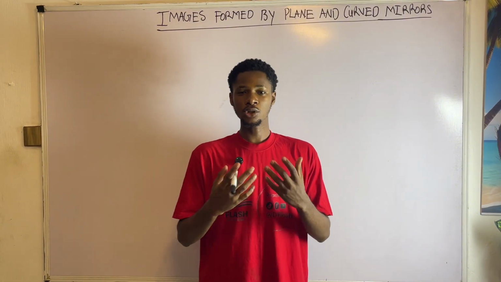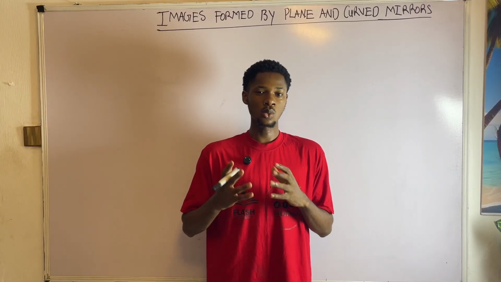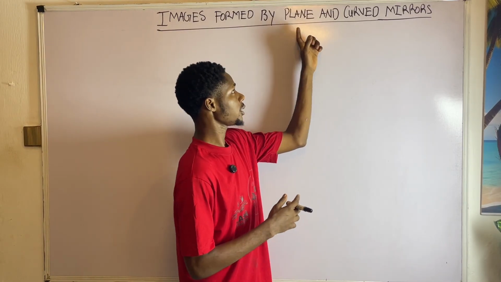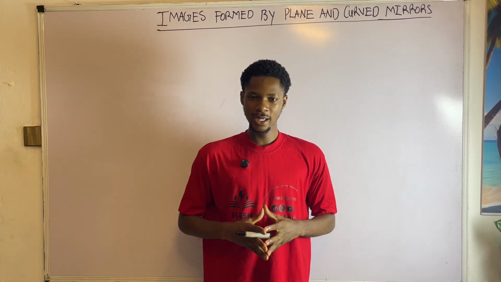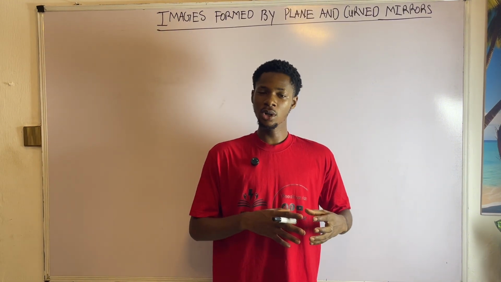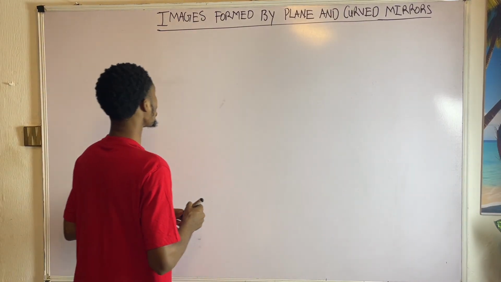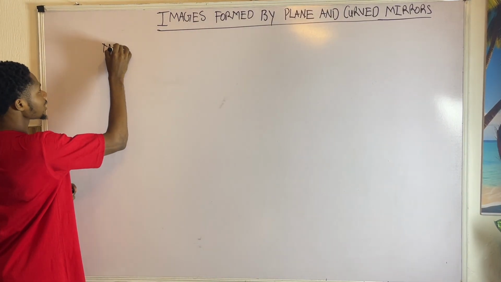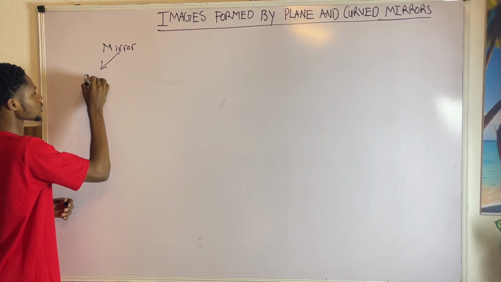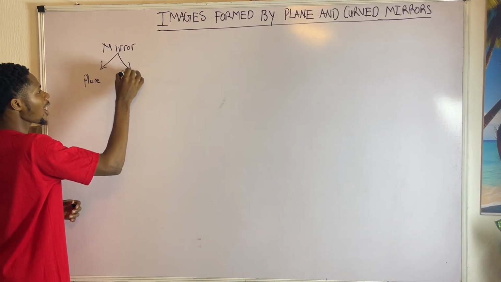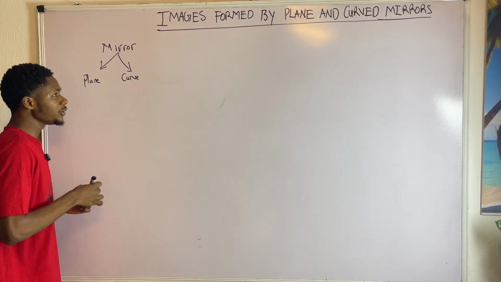Now in this case, we're talking about the properties of this particular instrument, a mirror, which could either be plane, as you are seeing here, or curved. Generally, there are two kinds of mirrors. We have the plane mirrors and we have the curved mirrors. I'll write the kinds of mirrors we have: the plane mirror and the curved mirror.